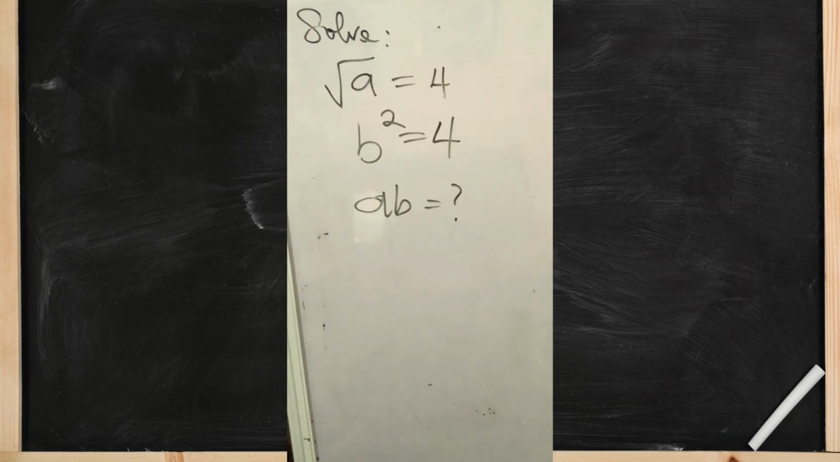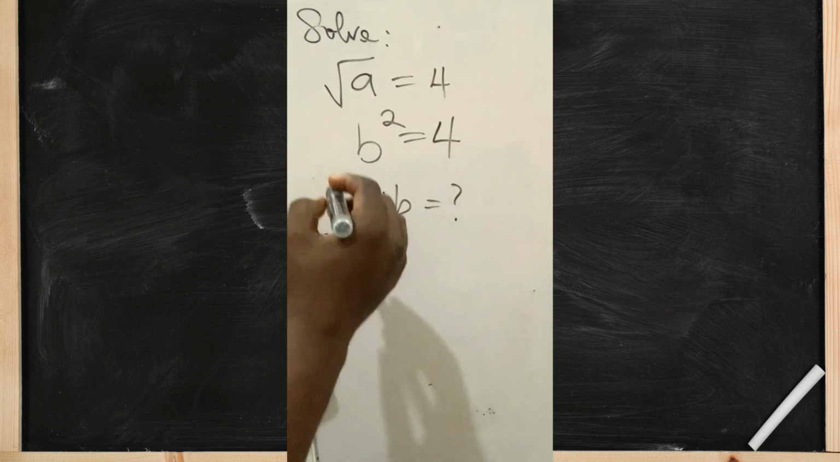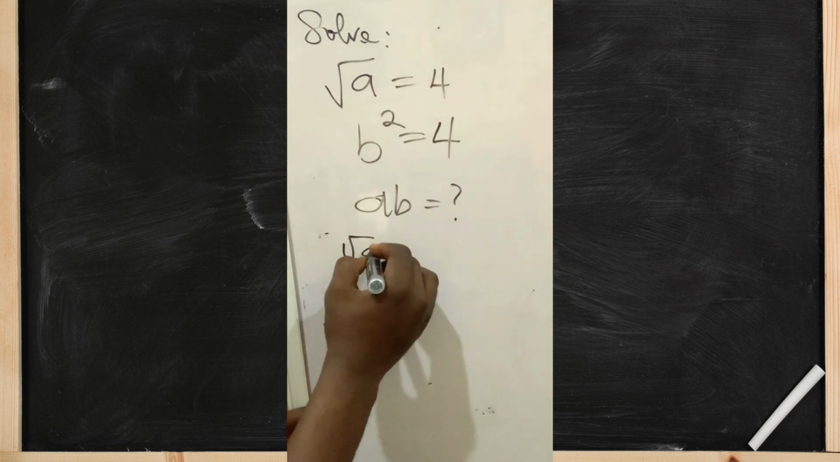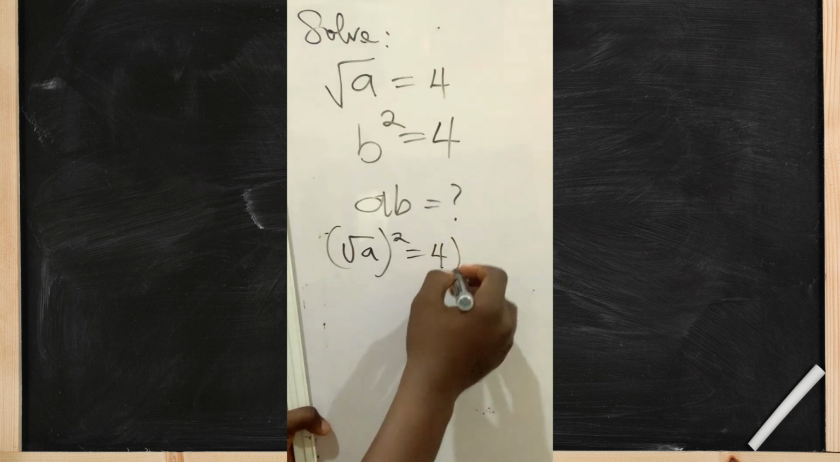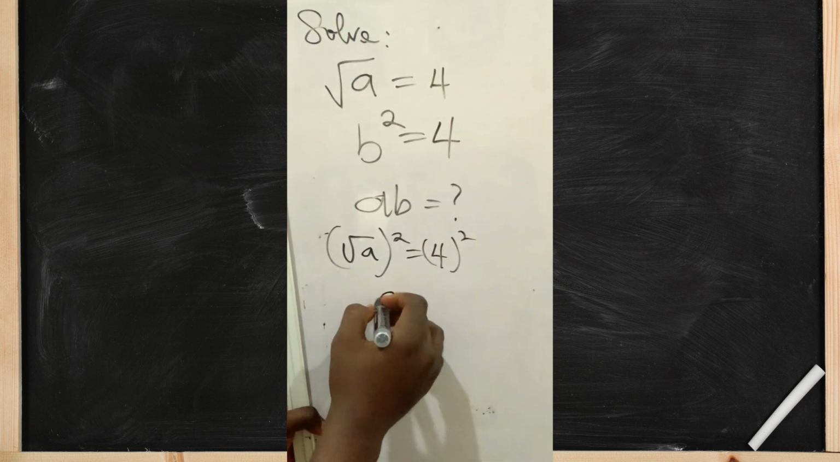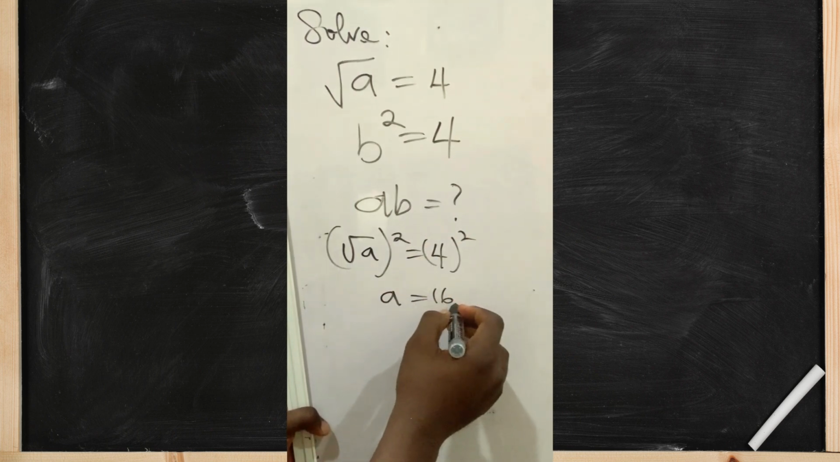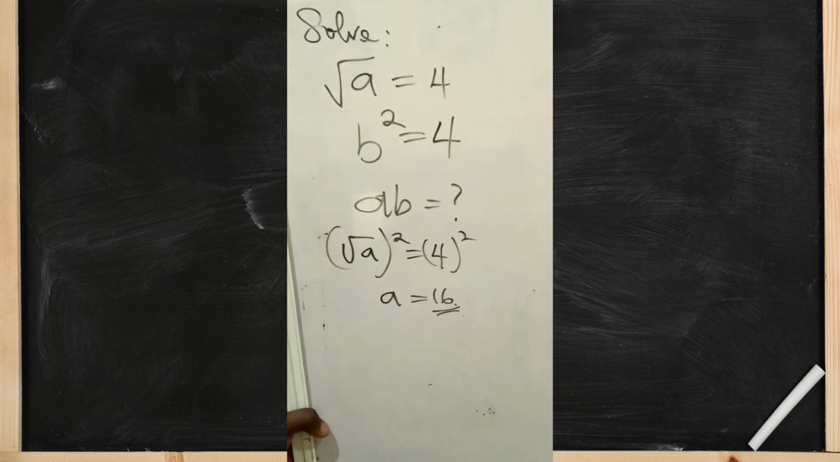Now the last question that was given before we went on conclusion of the previous class was this. We have been told that the square root of a equals 4. In order to get a, you can square both sides to get the value of a. Then we can conclude that a equals 16. We've arrived at 16 with this.